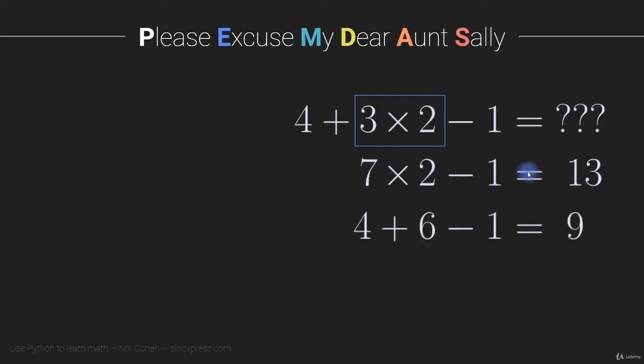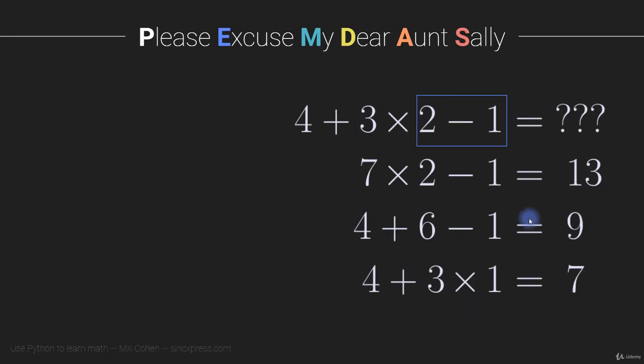Here's an alternative way to interpret this equation. We can say 4 plus 6, and now the 6 comes from grouping together 3 times 2, minus 1 equals 9. And again, here we can also group the 4 plus 6 to be 10, minus 1 equals 9, or 4 plus 6 minus 1, which is 5. And in that case, they both end up being 9.